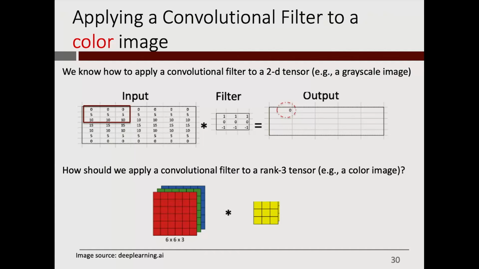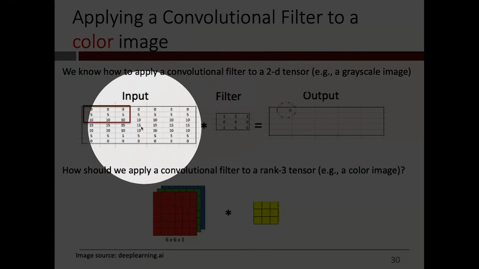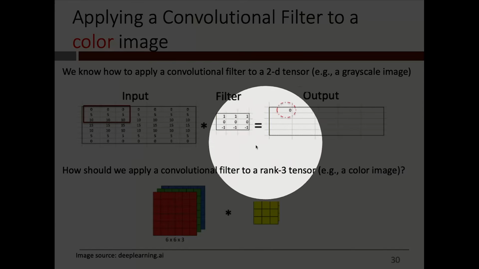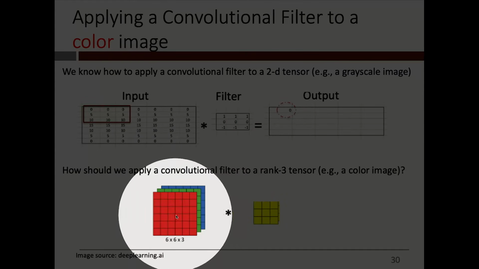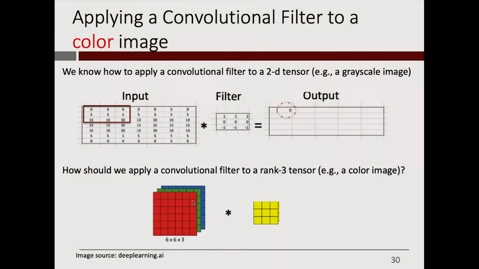Okay, good. All right, now let's look at the slightly more complex situation where you have not a black and white image, a grayscale image with just a little table, but an actual color image. Okay? So we know how to apply a filter to a 2D tensor like this. But let's say we have something like this where it has 3 channels, red, green, blue, RGB. It's got 3 tables of numbers. So this is a tensor of shape 6 times 6 times 3, let's say.